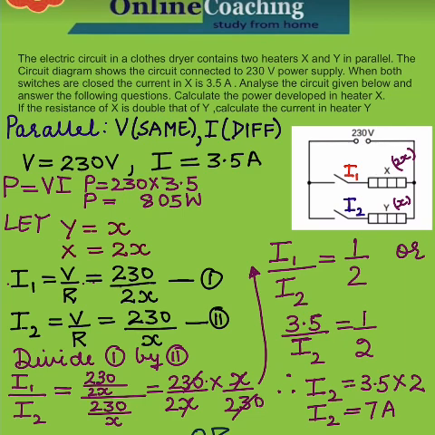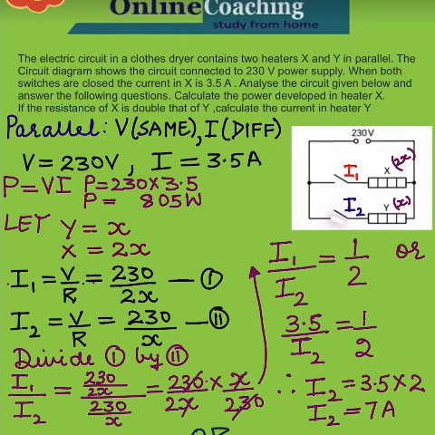Okay, after this, we know that we have to calculate the current in heater Y. So the current formula, I know it very well, I is equal to V upon R. I told you that the current will be different in both the resistors, right children? So I will take I1 is equal to V upon R. Then I will put in the values, V is 230, and the resistance of X is 2X. So I1 is 230 upon 2X. This will be the first equation.